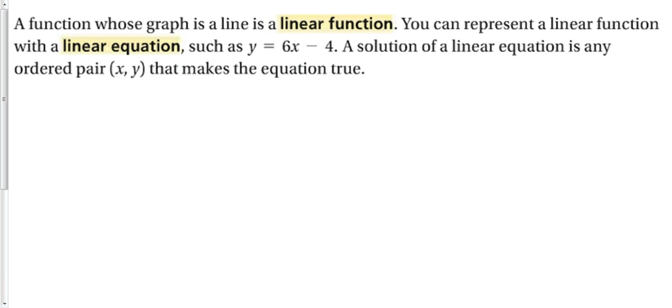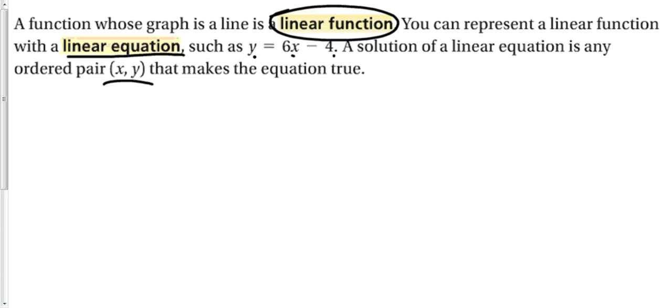A function whose graph is a line is called a linear function. This is just any function whose graph is a line. And we can represent a linear function using a linear equation, like y is equal to 6x minus 4. And the solution, the ordered pair x comma y that we can plug into that equation, is something that would make that equation true. And that would be the solution to this particular linear equation.